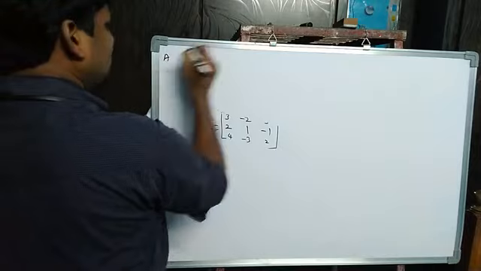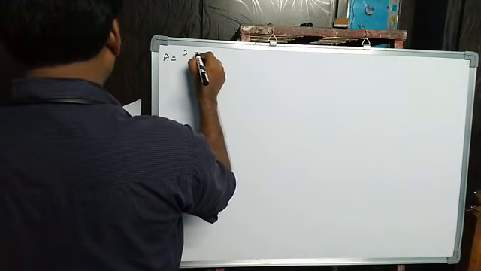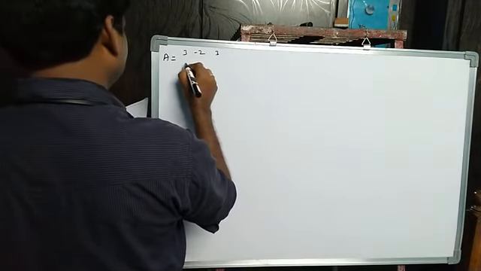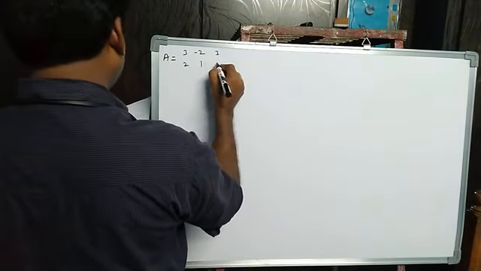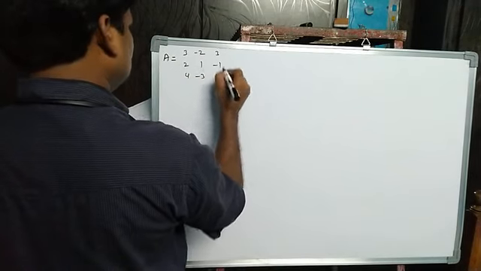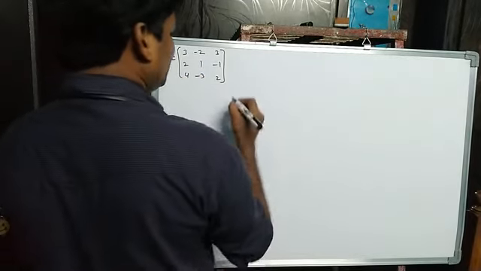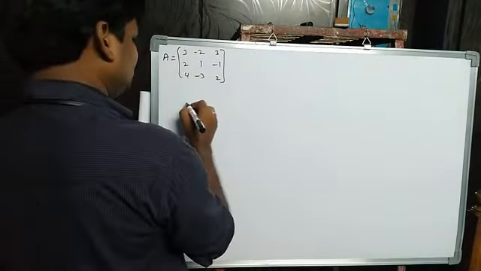What is the matrix A given here? I will write this again. Matrix A is 3, minus 2, 3; 2, 1, minus 1; 4, minus 3, 2. This is the matrix. Okay. Now what am I going to find here? Adjoint A I am going to find.